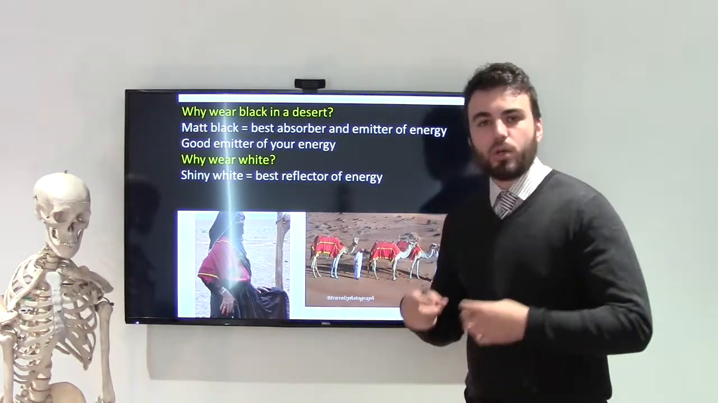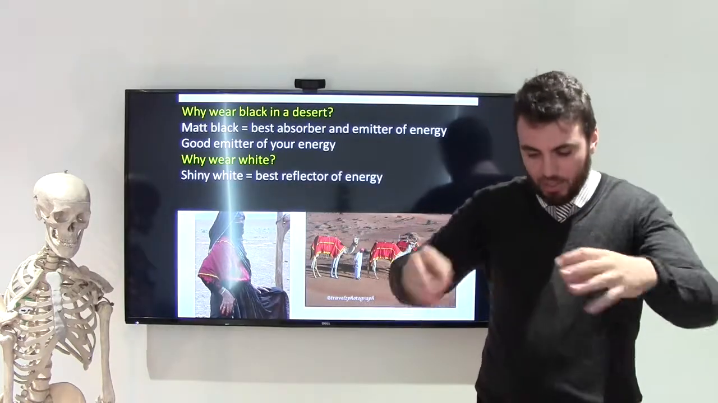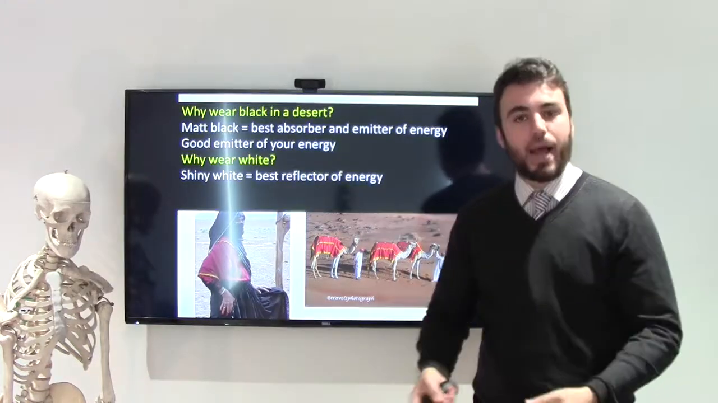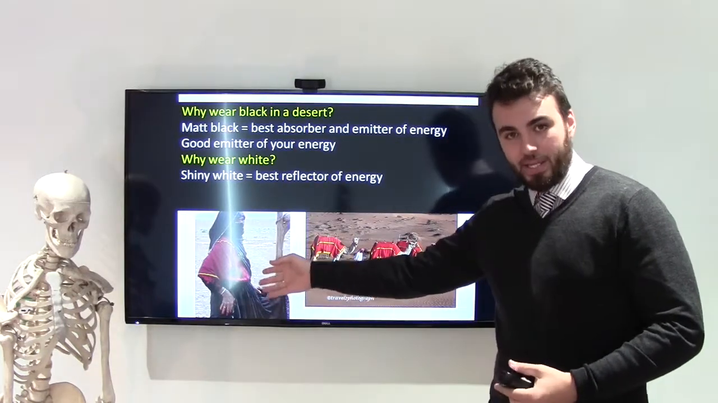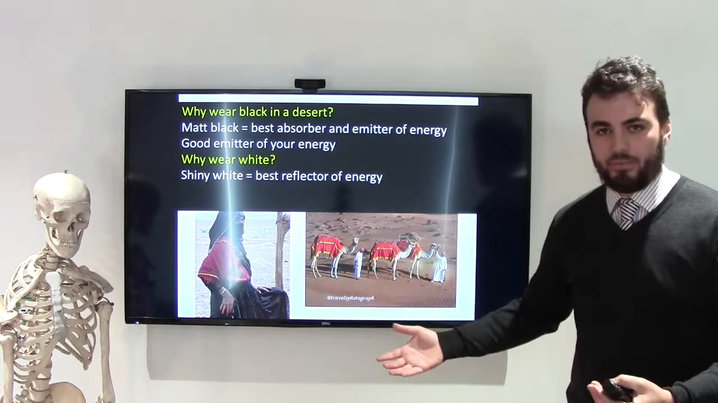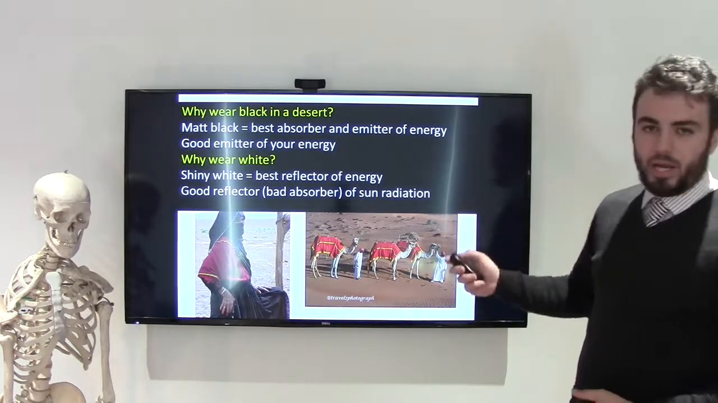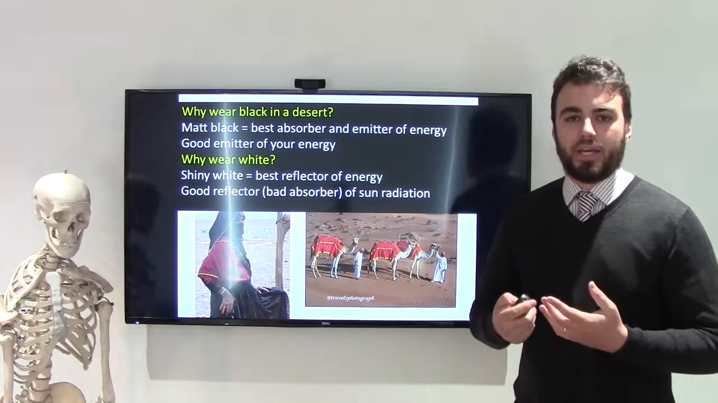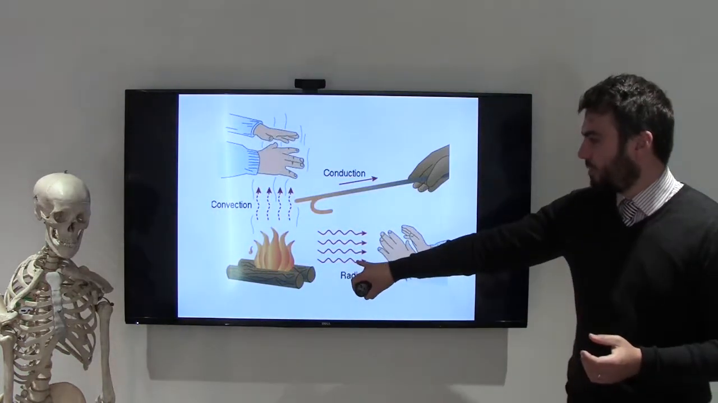Why would I wear white? Well, of course, that's going to reflect. It's a bad absorber. So it's going to reflect all the light from the sun back away from me. So some people wear black because it's a good emitter, and some people wear white because it's a good reflector. Okay? Think about applying those ideas when you're talking about radiation, which is the transfer of energy from waves.